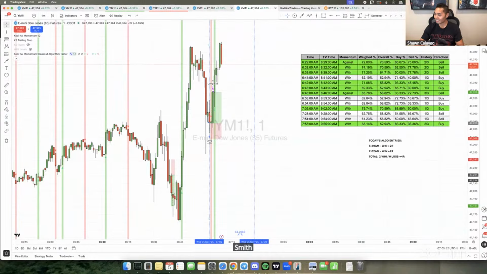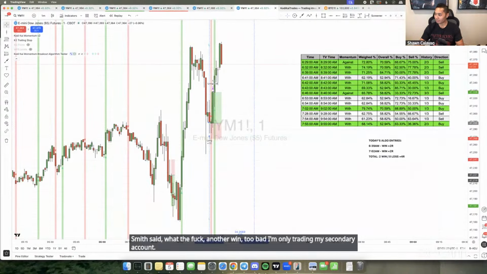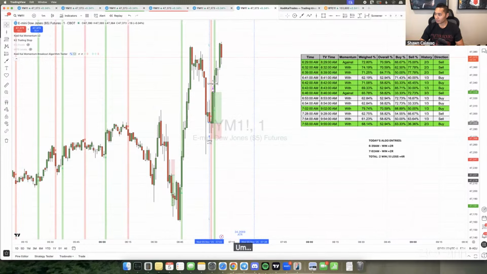Smith said, what the fuck, another win. Too bad I'm only trading my secondary account. Nathan caught it. Nice work, Nathan, on catching the entry right there.